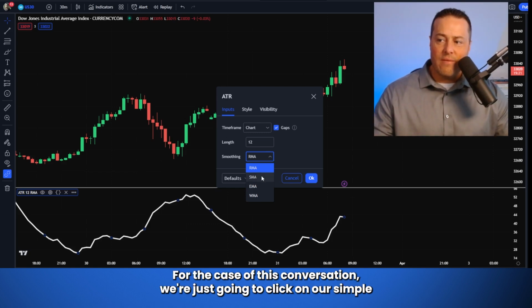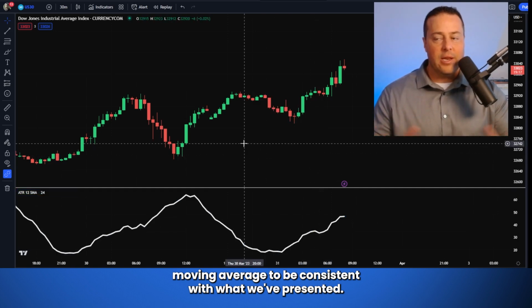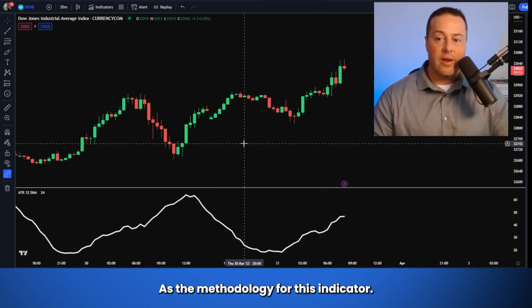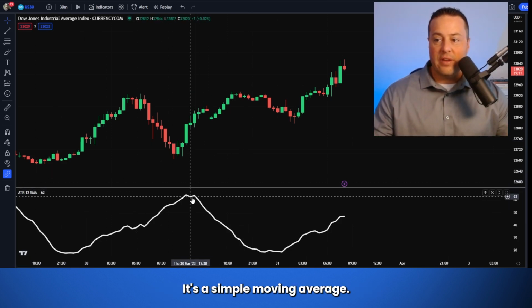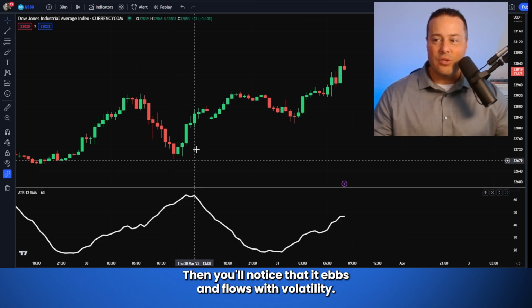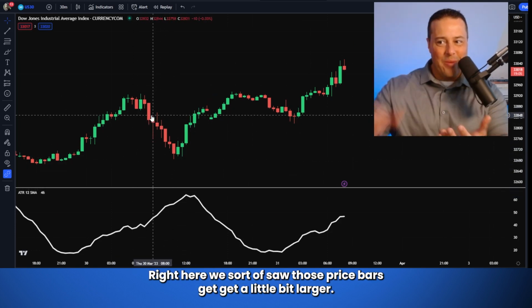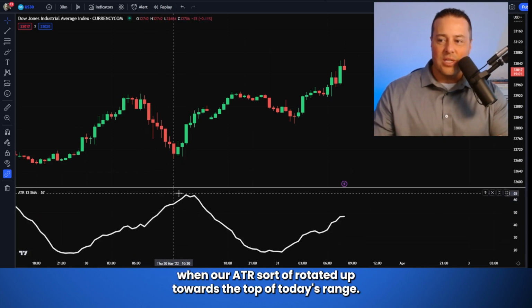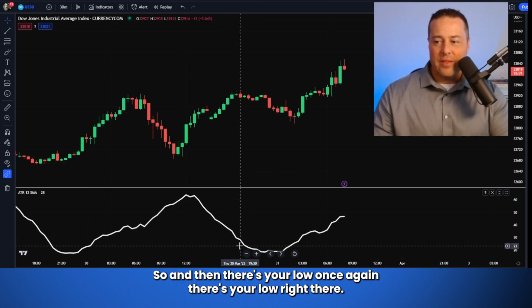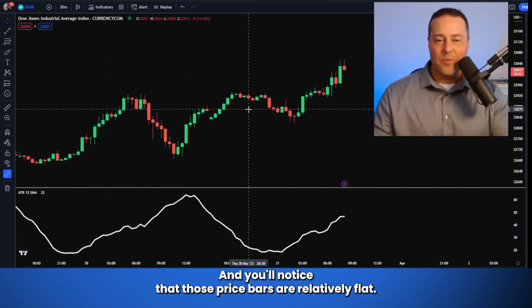For the case of this conversation, we're just going to click on our simple moving average to be consistent with what we've presented as the methodology for this indicator, and you'll see right there, we've got an ATR based on 12 periods. It's a simple moving average, and you'll notice that it ebbs and flows with volatility. Right here, we saw those price bars get a little bit larger, and that's when our ATR rotated up towards the top of today's range. And then there's your lull. Once again, there's your lull right there, and you'll notice that those price bars are relatively flat.